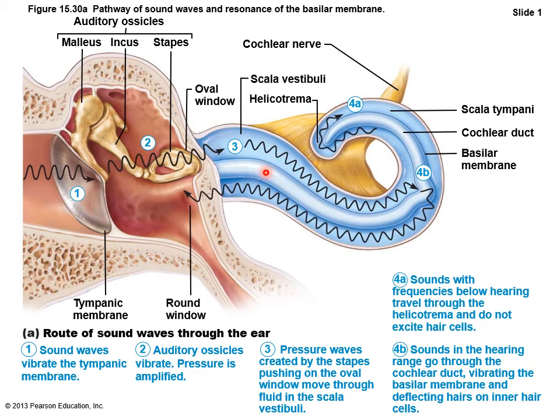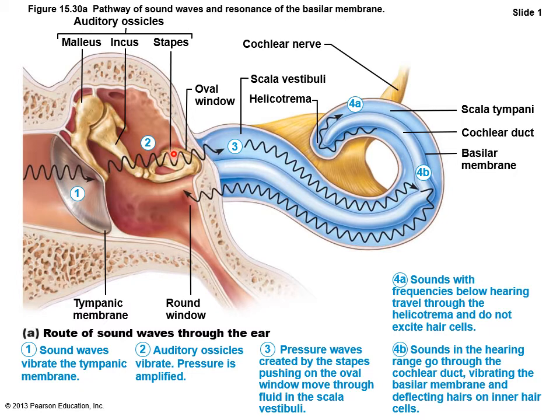Over here, it's fluid. And when you pass along a signal from air to fluid, it amplifies the signal, besides the fact that you're going from a larger surface area to a smaller surface area, so you amplify the sound. So the pressure waves created by the stapes pushing on the oval window move the fluid in the scala vestibuli. Now, if you know anything about fluids, they're not compressible, okay? So you have to have a pressure release valve somewhere, and that's going to be right here at the round window.